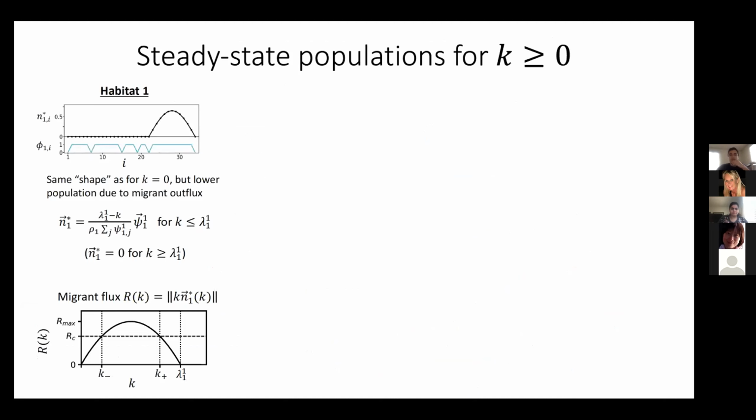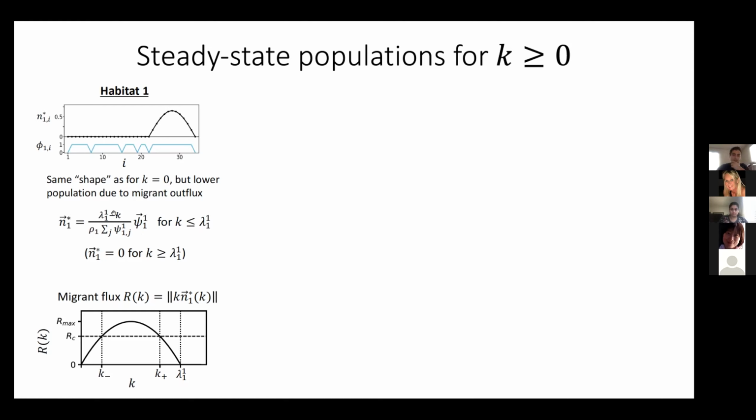Now that we've talked about the populations for no migration, we can answer the question: what happens when there is migration? In habitat 1, in a sense, not much happens. The shape of the population, meaning the distribution of genotypes, stays the same. All that's happened is that the population is lower because all the migrants are leaving, and that reduces the population. This formula for the steady state population is exactly the same formula you saw on the previous slide, except now we're subtracting k. That just means there's a discount to the population due to the exiting migrant organisms.